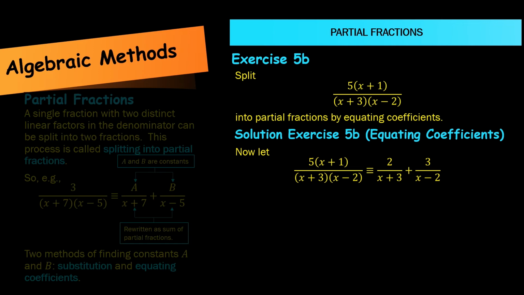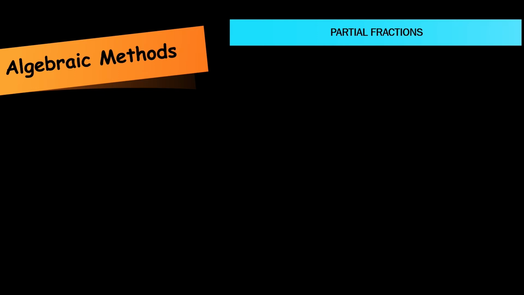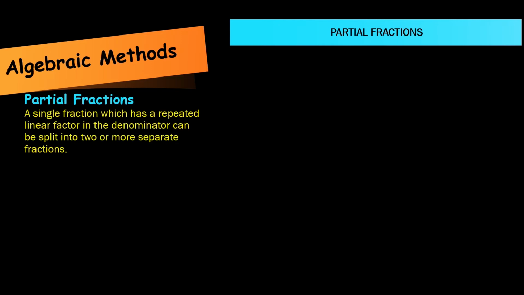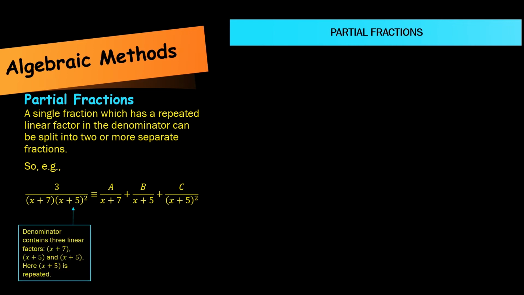Again, before going on to the next exercise, let's remind ourselves of some theory. A single fraction which has a repeated linear factor in the denominator can be split into 2 or more separate fractions. So, for example, we have this identity. The denominator on the left-hand side contains 3 linear factors, namely x plus 7, x plus 5, and x plus 5. Here, of course, x plus 5 is repeated.